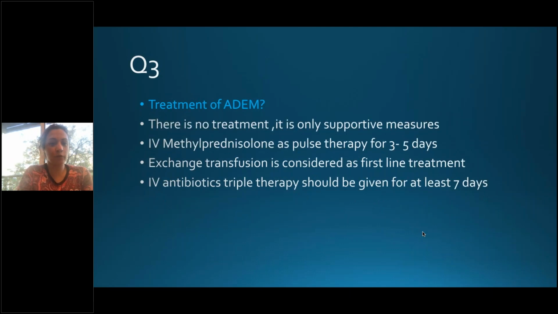The last question before we move to our second case: treatment of acute disseminated encephalomyelitis. There's no treatment, it's supportive. IV methylprednisolone as pulse therapy for 3 to 5 days. Exchange transfusion is a first-line treatment. IV antibiotics should be given for at least 7 days. That's an easy question.